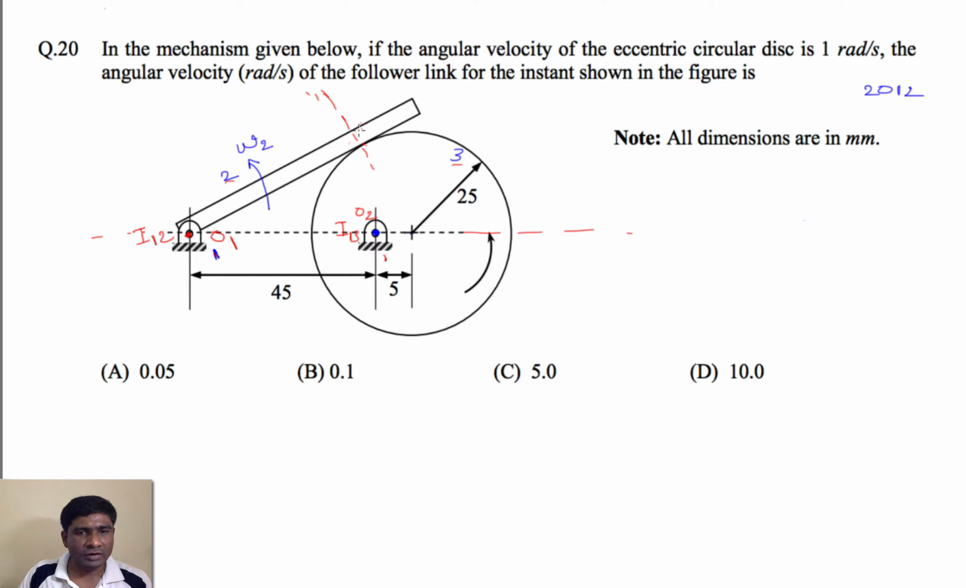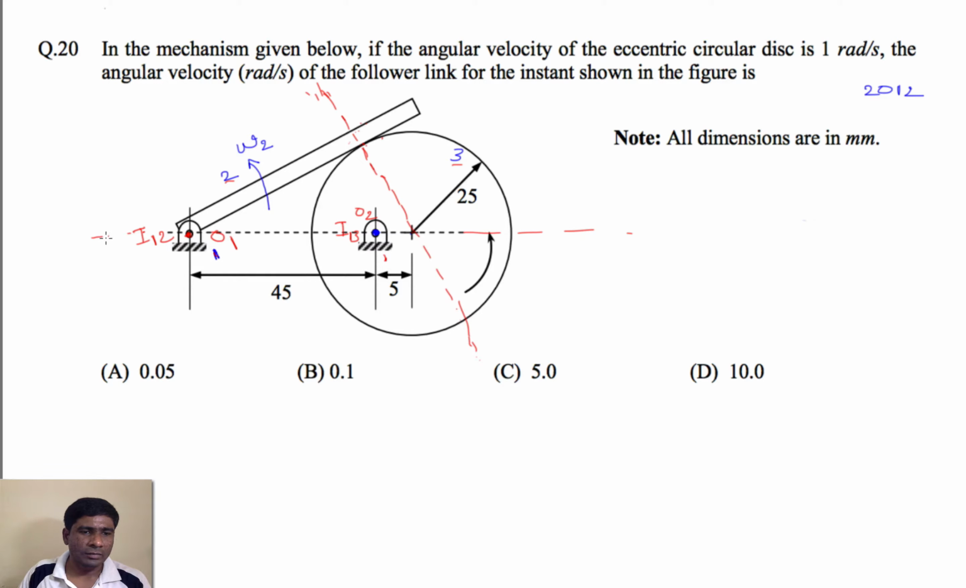this follower is perpendicular to the cam 3, and what is the normal to this perpendicular? That always should pass through the center of the circle. So it should pass through like this. If it is only sliding, then it should be like this. But here it's not only sliding, it's also touching here, it's rotating, and it's passing through this one.